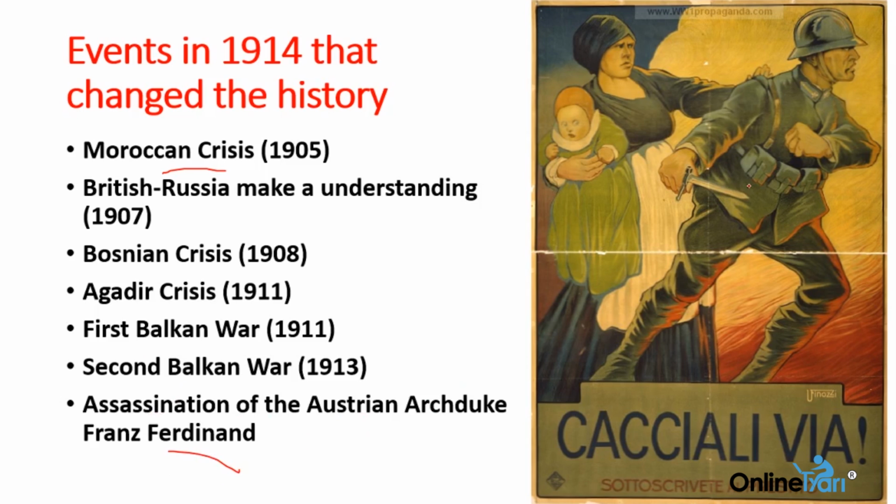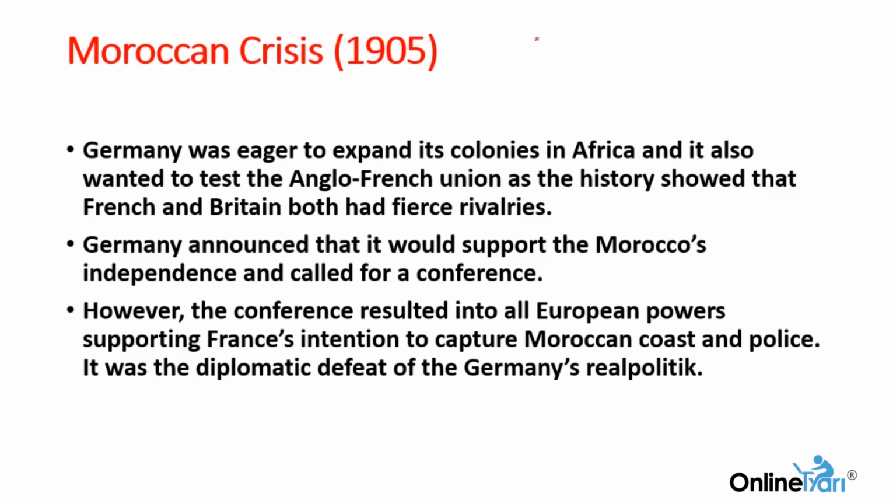And in this poster you can see how the propaganda of war was going on, that there is a mother, there is a wife with a kid, and the father is going to war because they want to save their country. So that was the propaganda going on there. So before the final moment, we will just see what were the major events that led to the war. The first one will be the Moroccan Crisis.